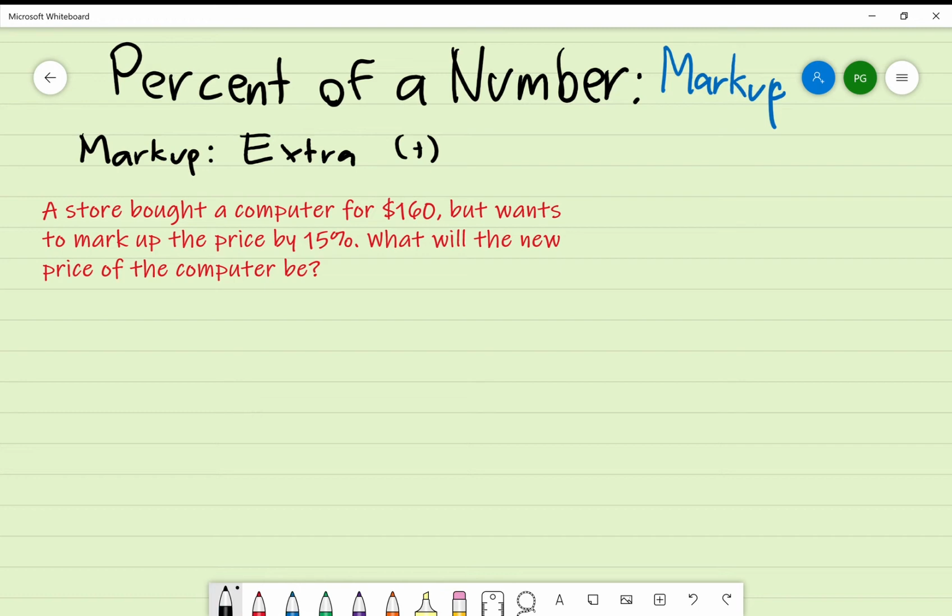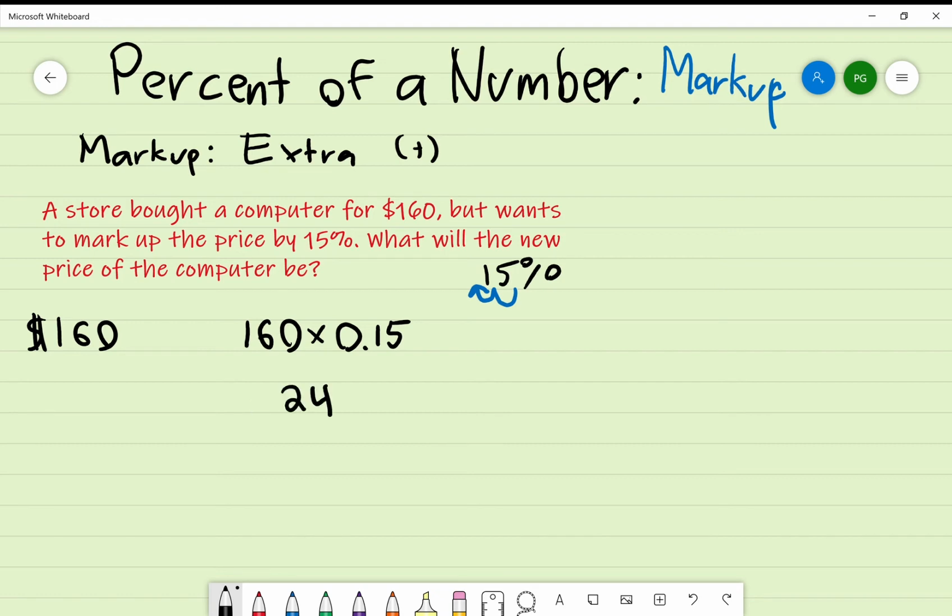So here's what we're going to do. We know that the store bought the computer for 160 bucks, but it's going to increase the price now. So we're going to take that 160 and multiply it by 15%. Remember, 15% as a decimal, you move the decimal point 2 spaces to the left. 15% as a decimal is going to be 0.15. So let's do it. 160 times 0.15 equals 24.